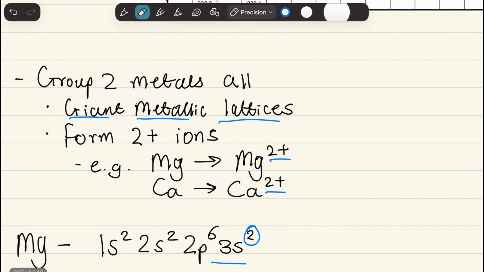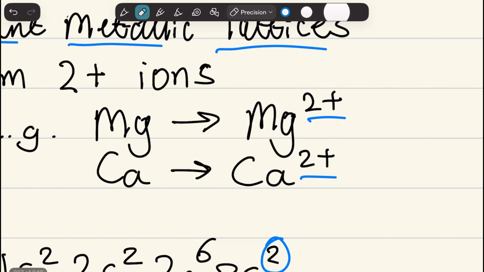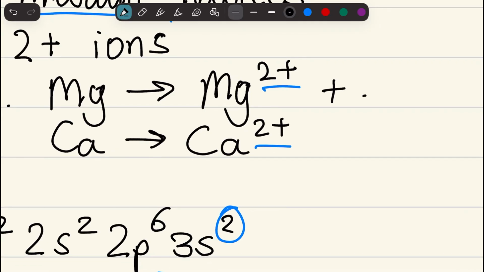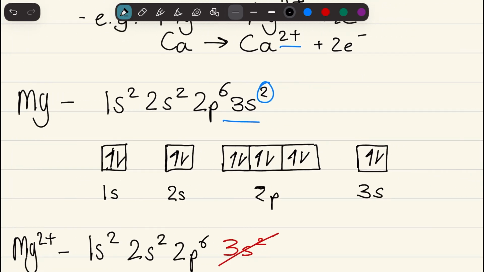All of them are giant metallic lattices: giant, repeating, metallic bonds, a regular lattice arrangement. They form 2+ ions, so you can see that again, underlined in blue: magnesium 2+, calcium 2+. Just make sure that if you are doing your ionic equations, you write the charges correctly. Cool.